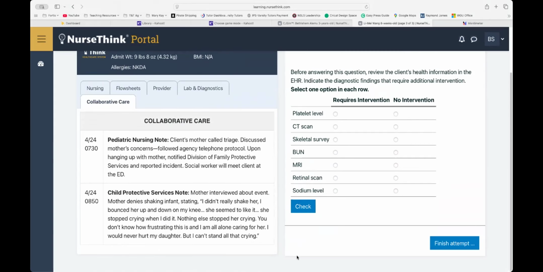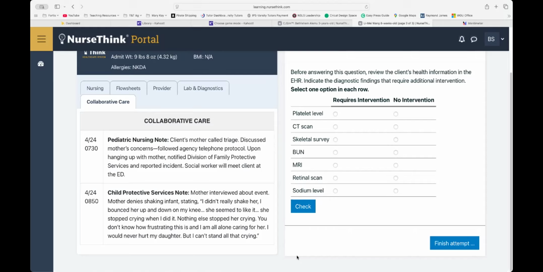So obviously, while mom was being transported to the hospital waiting for the ambulance to get there, the nurse from the office had to call Child Protective Services and notify them of the incident. So social work was ready to meet mom in the emergency room. When Child Protective Services met mom, they interviewed her.